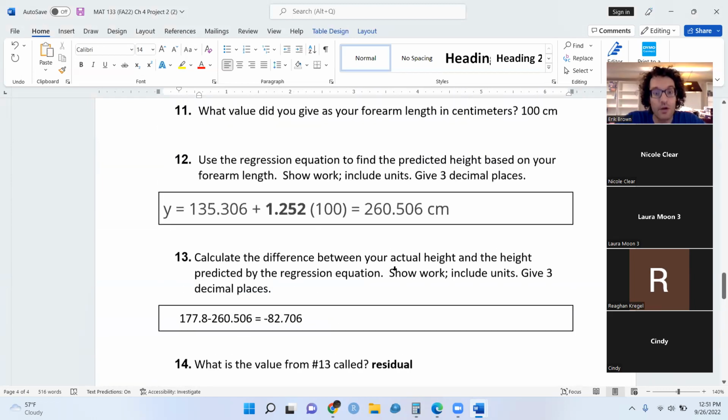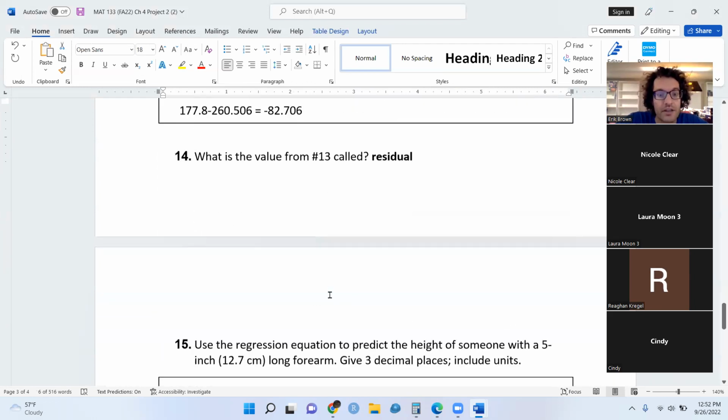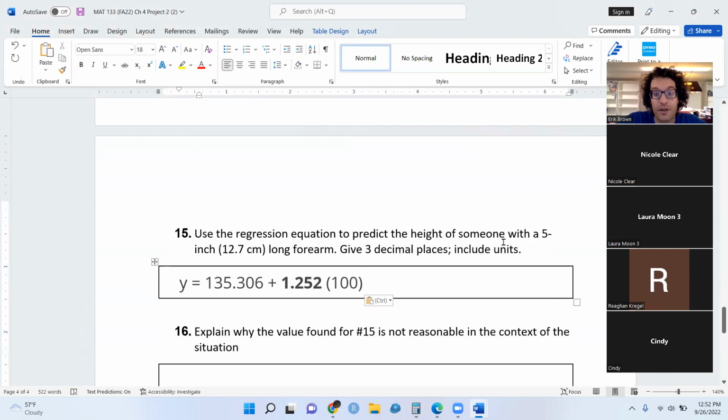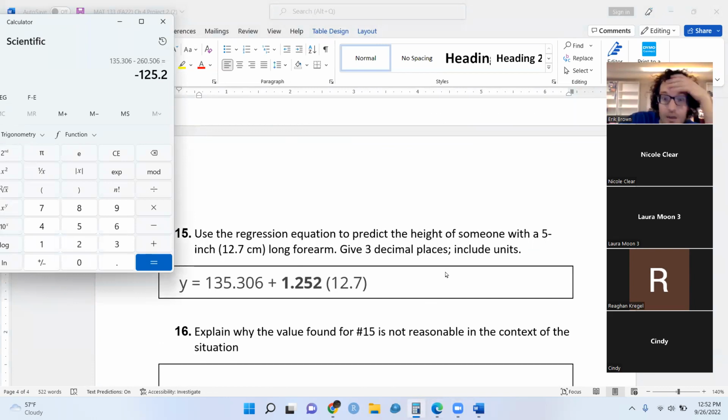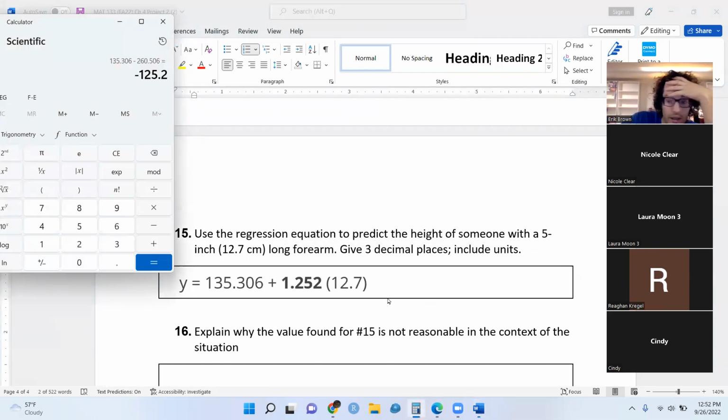15 is the same question as 12. The exact same question. Because here it says, use the regression equation to predict the height of someone with a 5-inch long forearm. In other words, that's 12.7 centimeters. So we just plug in that value for X. How did we know it was X? Because it says forearm length. That was the X variable. Let's see, what do I get? 135.306 plus 1.252 times 12.7 gets us a 151.